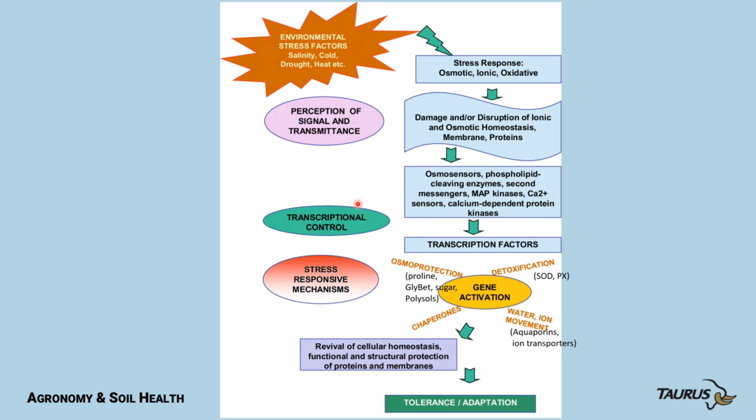That's the term I was looking for. I always call them up and down regulated, but genes are expressed, which then are transcribed, and they produce gene activation, which produces osmoregulators. We produce chaperones. We would produce aquaporins and ion transporters. We produce things like SODs, and I'll get to them, and so on, to detoxify things. And then they go on to provide tolerance and adaptation. Homeostasis is the secret word.